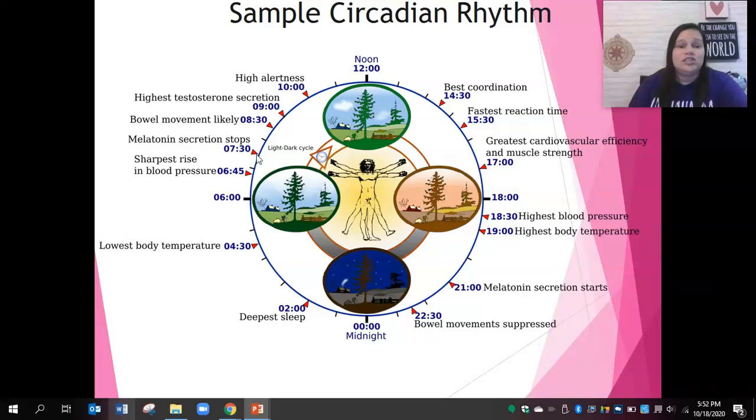As light starts to show up with the light and dark cycle here, melatonin secretion stops. So when melatonin stops, we stop being sleepy. We start to wake up. This person happens to have on their circadian rhythm a daily bowel movement right around 8:30 a.m.